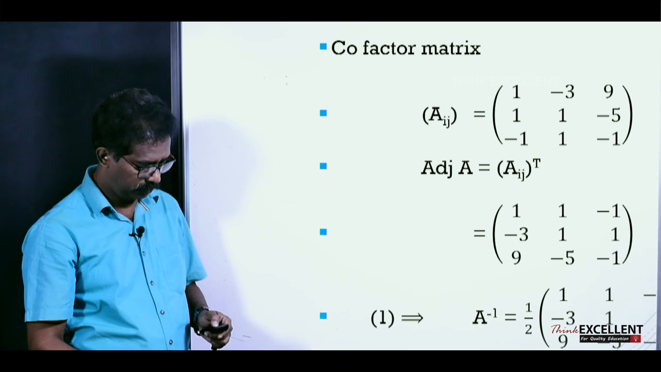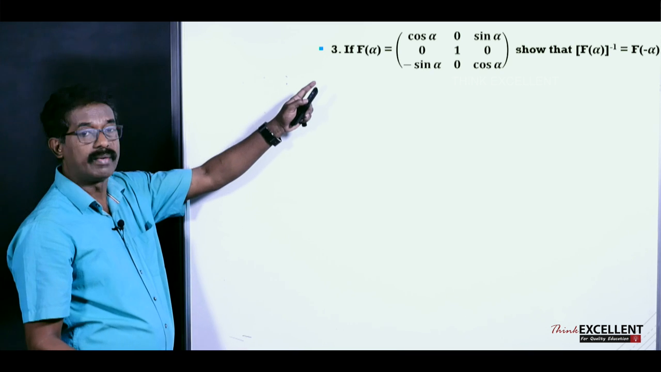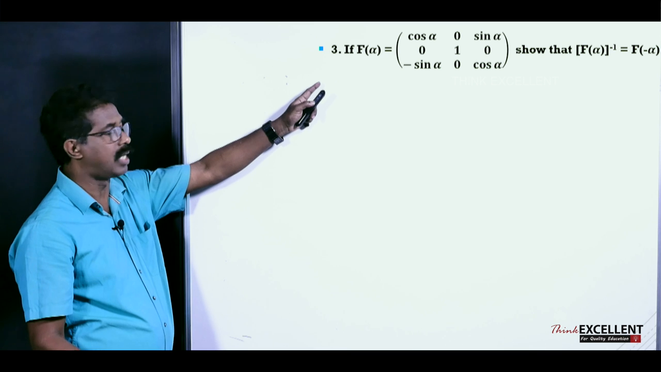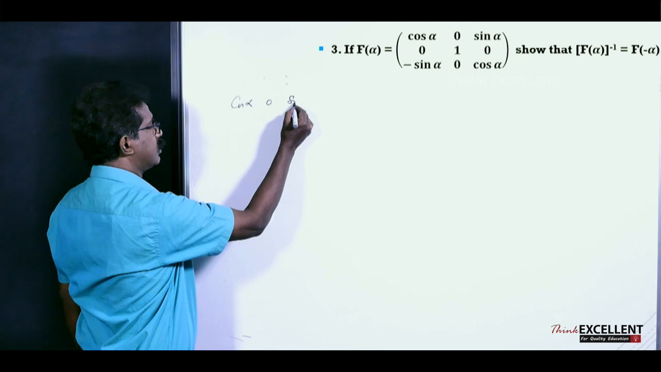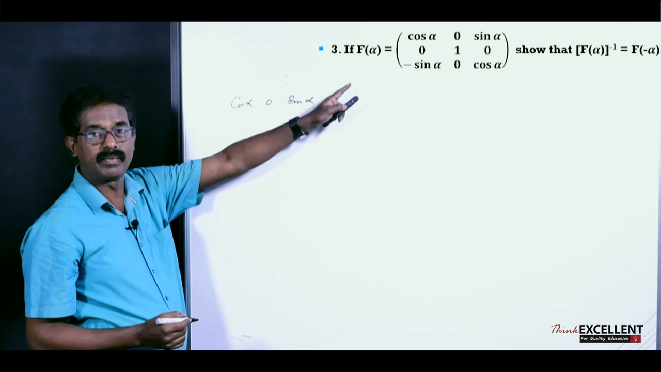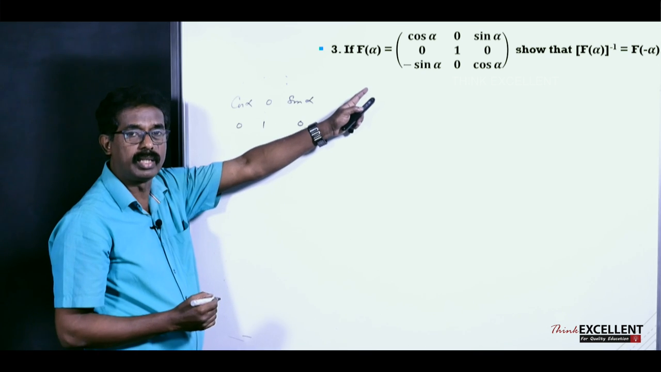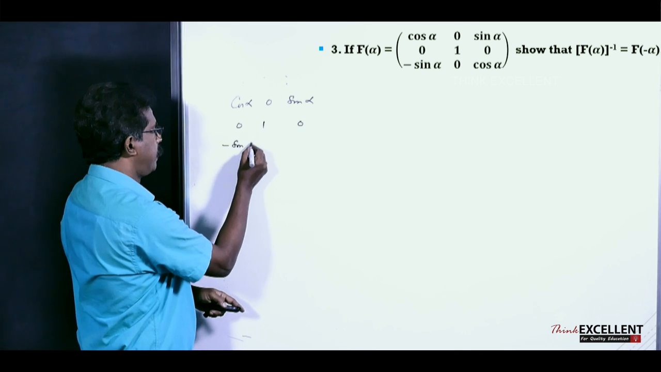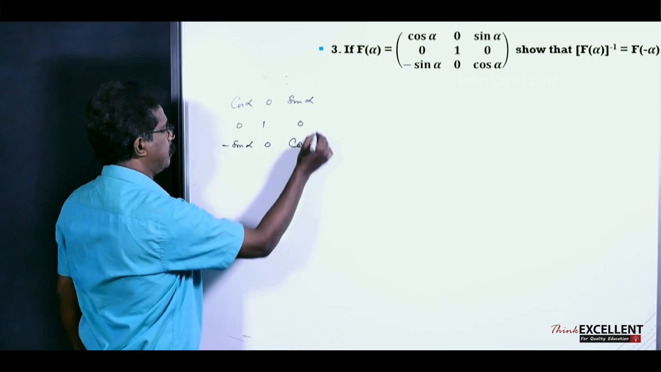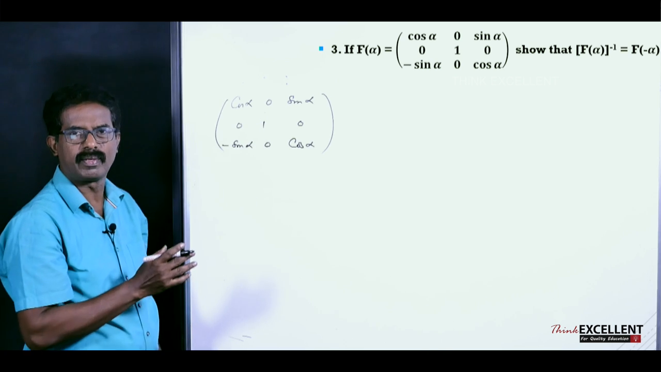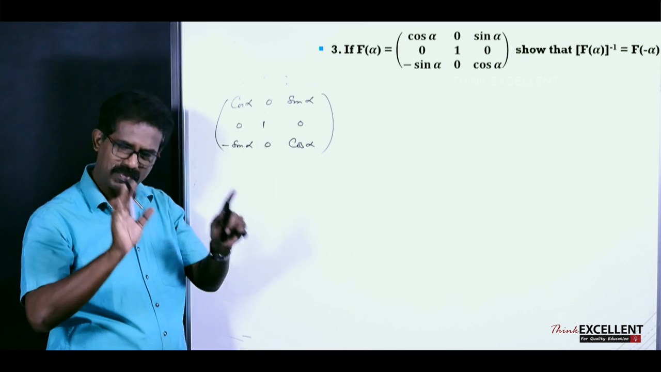That you can practice. Now the next question you see: if f of alpha is equal to the matrix with first row cos alpha, 0, sin alpha; second row 0, 1, 0; and the third row minus sin alpha, 0, cos alpha. So far we have seen only numbers, right? But now sin and cos. Don't worry, it's very easy, okay?